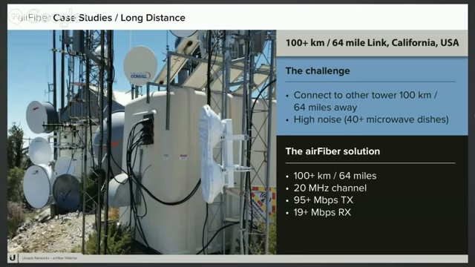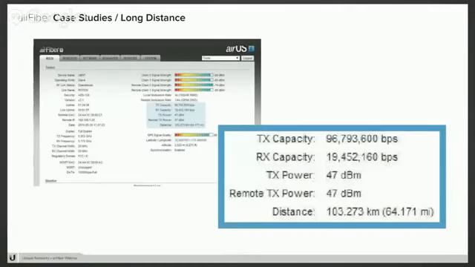other tower location. They achieved it with 20 megahertz of channel, and they were able to get just under 100 megabits per second for the transfer and just under 20 megabits per second for the receive. Here's their control panel. And as you can see, the distance actually achieved 103 kilometers. Absolutely amazing.